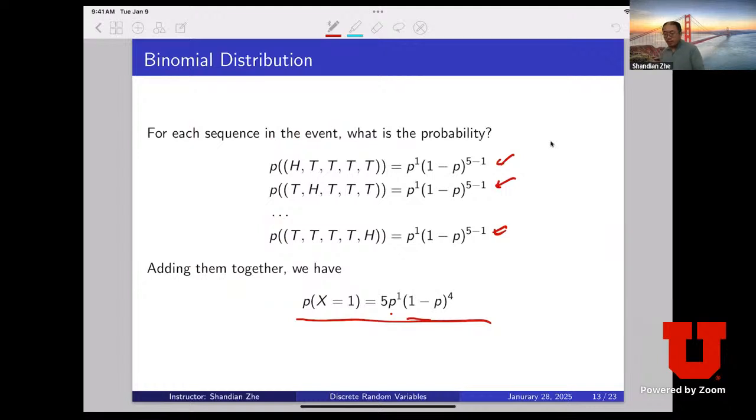Okay, let's stop here today, and we'll continue with the binomial distribution in the next lecture.